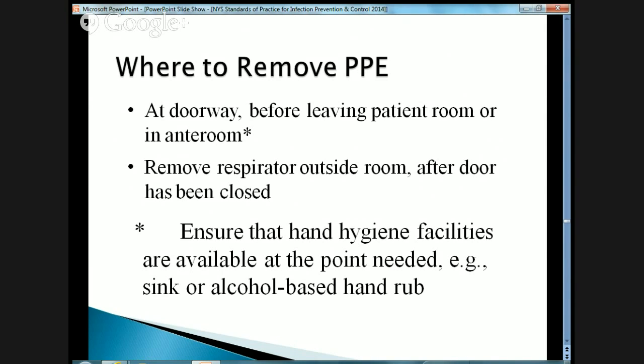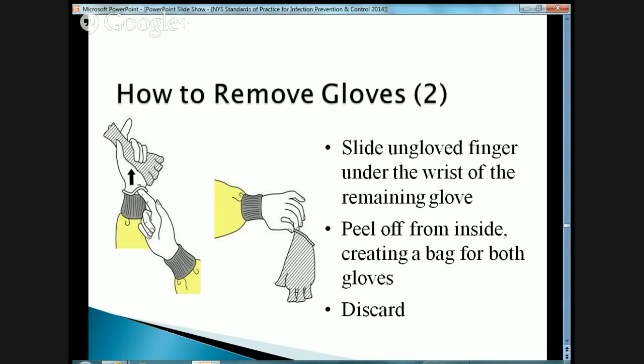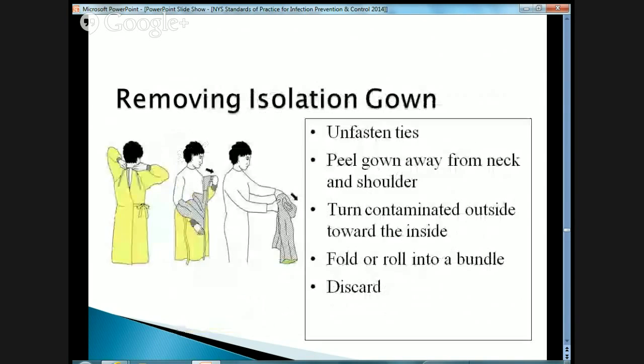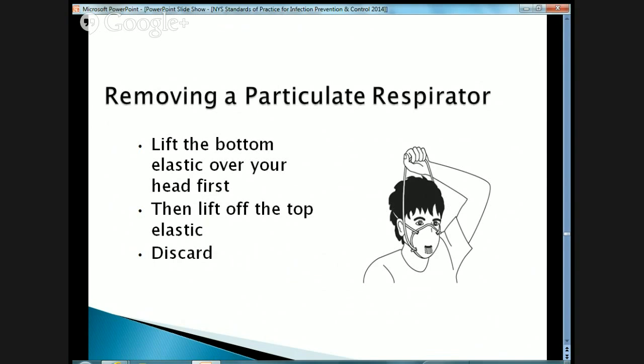Ensure that hand washing is available, either the alcohol-based rub or soap and water. For gloves, we did talk about this: peel away at the wrist and then use the dirty end of it to remove the gloves. For our face shield and respirator: unfasten, discard, roll up. Untie from the back and discard. Don't touch the front of the mask. Our N95s, you lift up and discard.